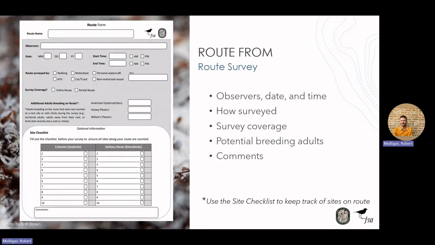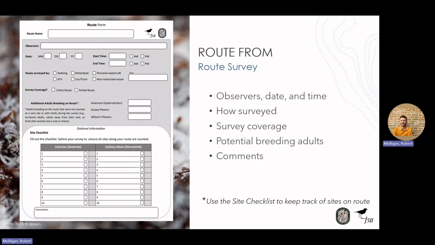Every time you conduct a route survey, you will complete a route form, even if you are not able to finish surveying the entire route or you didn't see any breeding birds, chicks, or young. When filling out a route form, you will record the following: the name of the route, the names of the observers that participated in the route survey. These should be the people who helped collect data, not just people tagging along for fun. The date and the start and end times of the survey. Remember to use local time.